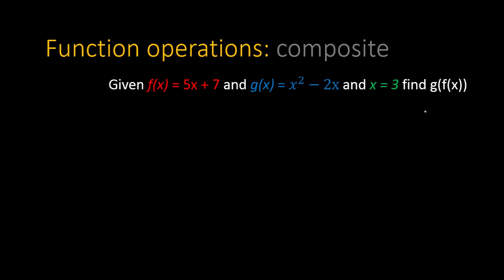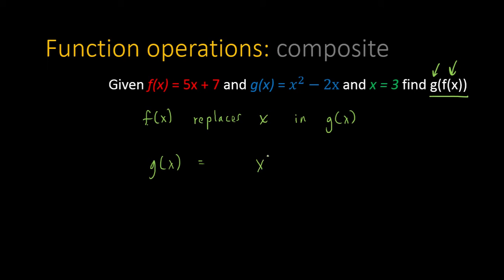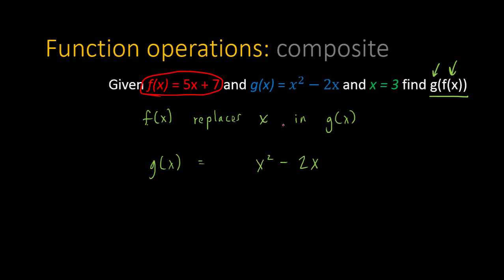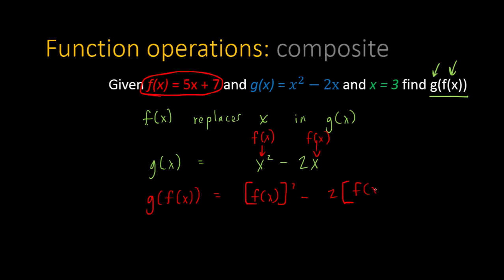Let's practice again. So g of f of x once more. So what does that mean? That means that we are going to take f of x and it replaces x in g of x. So the thing inside stands in for x in the thing outside. So I know that g of x equals x squared minus 2x. That means I'm going to take f of x. This is going to become f of x, and that x is going to become f of x. So g of f of x equals f of x squared minus 2 times f of x.